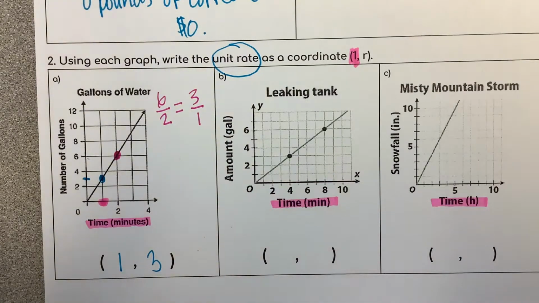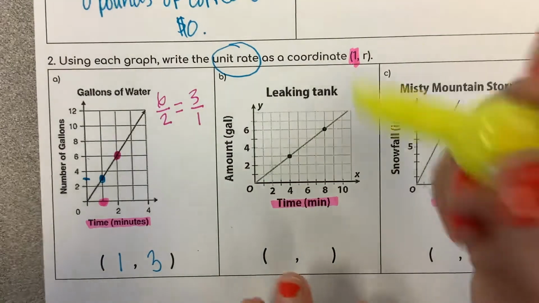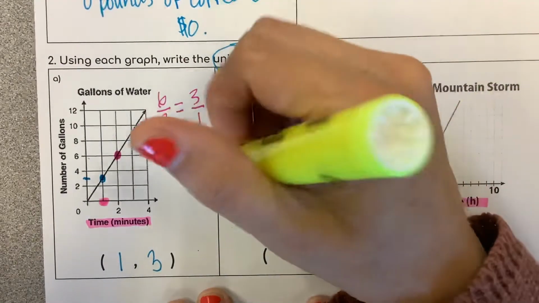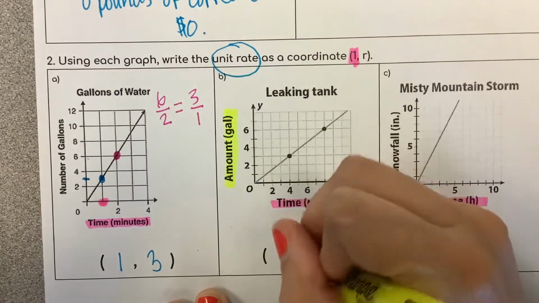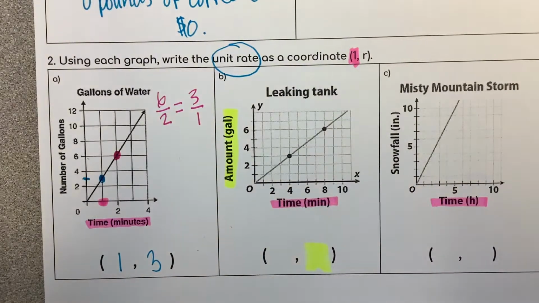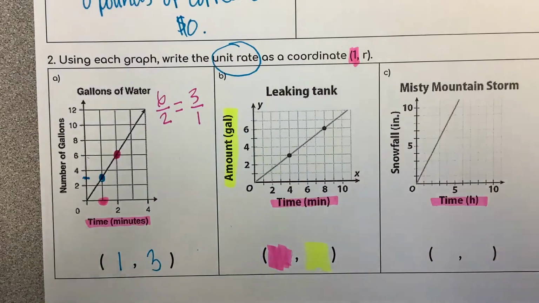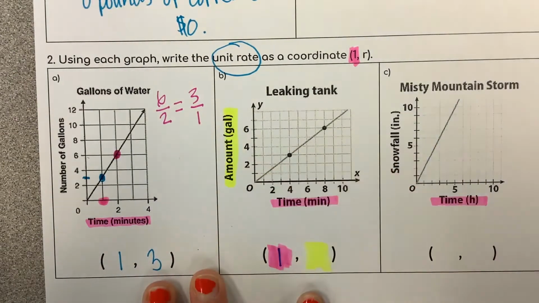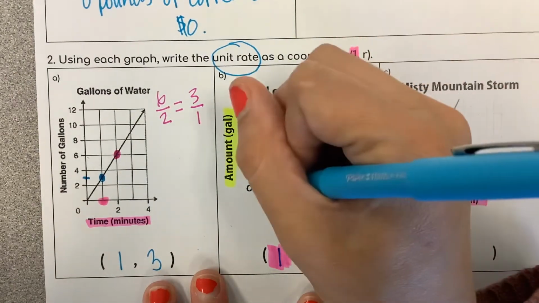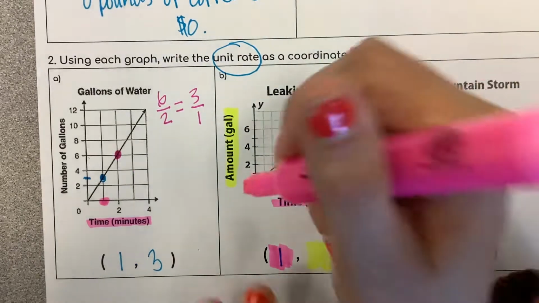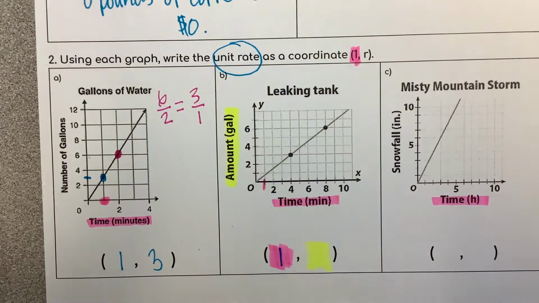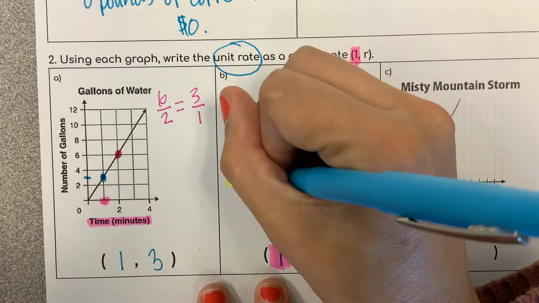For part B. Again, we're comparing the x to the y. So y goes here, x goes here. So our x value, we want the unit rate, so we know x is 1. I'm finding where x is 1, which is right here. X is 1, right there. So we're looking at where does that intersect?